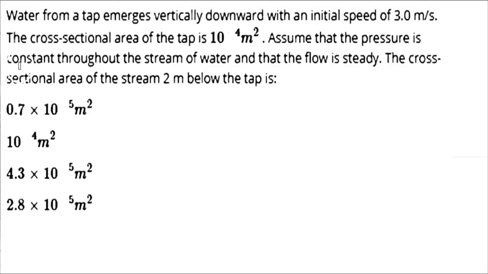Now we're going to see this question. The question says that water from a tap emerges vertically downwards with an initial speed of 3 meter per second. The cross-sectional area of the tap is 10 to the power minus 4 meter square. Assume that the pressure is constant throughout the stream of water and the flow is steady. The cross-sectional area of the stream 2 meters below the tap is. So basically we need to find the cross-sectional area below the stream.